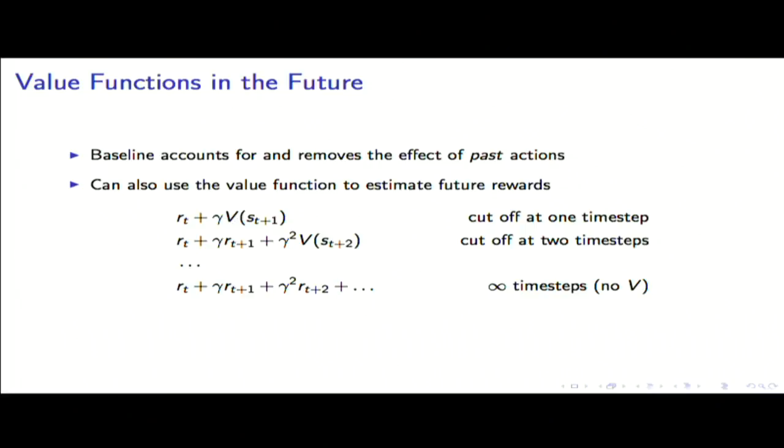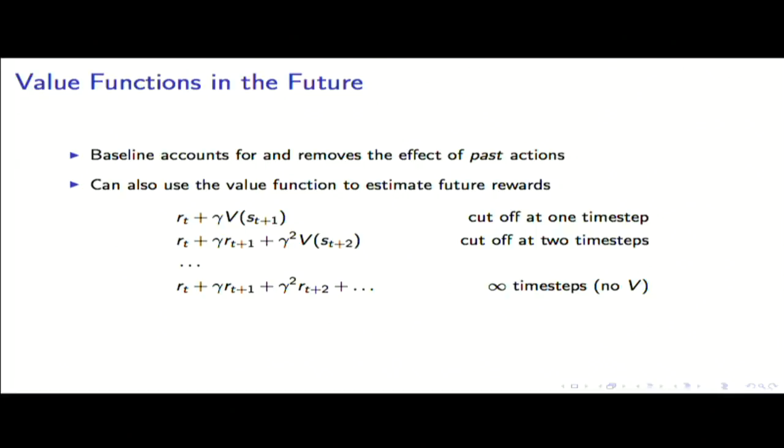Another way of thinking about this is that the baseline removes the effect of past actions, because by the Markov assumption in an MDP, the current state, S, captures the whole effect of everything in the past. Nothing in the past matters except what's in S, or the future is conditionally independent of the past given S. So what the baseline does is subtract out the effect of S, and that means it's subtracting out the effect of the past. But now what we want to do is subtract out the effect of the future, if we want to. Does this make sense?